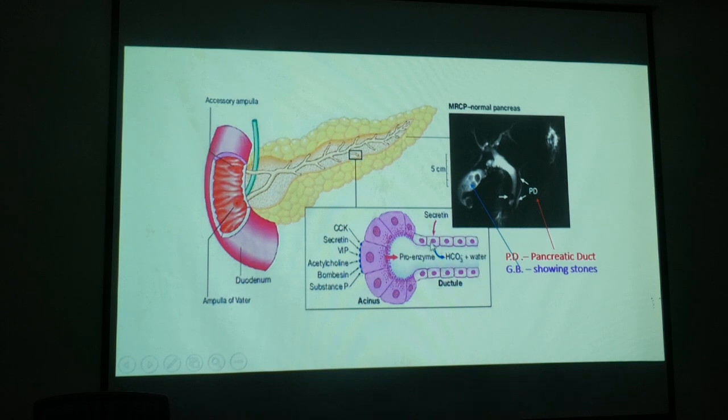So if you want to see the function of the ductules, you have to assess the bicarbonate level. If you want to study the acinar cells, you have to study the enzyme levels. The basic purpose of showing this slide is that among pancreatic diseases, the common type which you will see almost once a month, particularly in the emergency department, is acute pancreatitis.